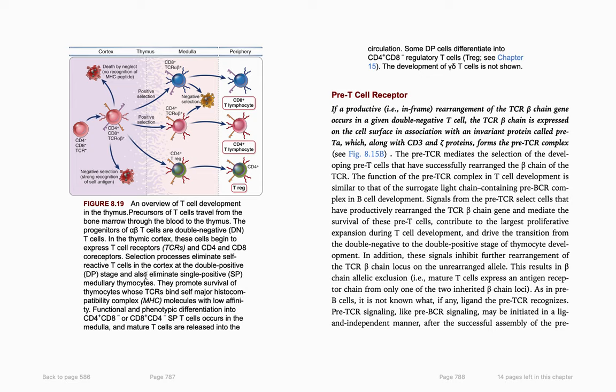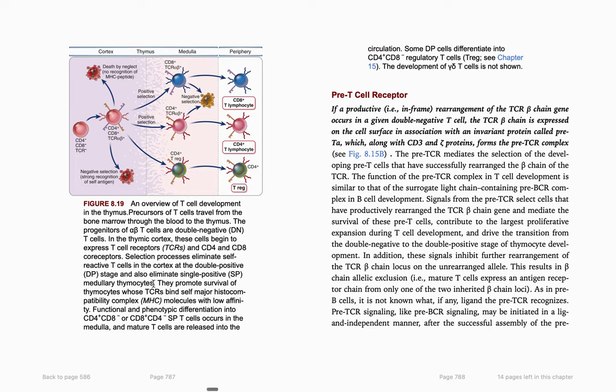So this is an overview of T cell development in the thymus. Precursors of T cells travel from the bone marrow to the thymus. The progenitor alpha beta cells are double negative cells in the thymus cortex. These cells begin to express the T cell receptor and the CD4 and CD8 co-receptors. Selection processes eliminate self-reactive T cells in the cortex at the double positive stage.